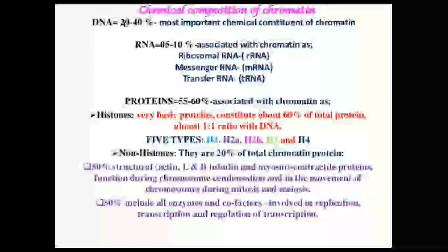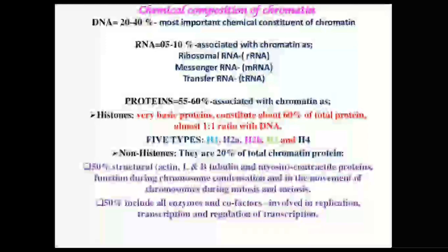DNA will be 20 to 40% of the chromatin fibers, RNA will be 5 to 10%, and histone proteins will be 50 to 60%. So most of the part is covered by histone proteins. DNA is the most important chemical constituent, useful for the coding process, for the preparation of proteins and enzymes. So this DNA is very much important. And RNA is of different types: ribosomal RNA, messenger RNA, transfer RNA.